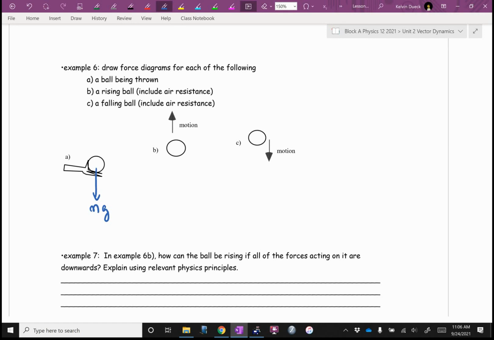Is F throw bigger, smaller, or the same size as mg? Why must it be bigger? I'll show you an example where there's a vertical force that's smaller. Watch. I was applying an upwards force, but what did you notice? The ball did not leave my hand. For it to leave my hand, I've got to apply a force bigger than mg.